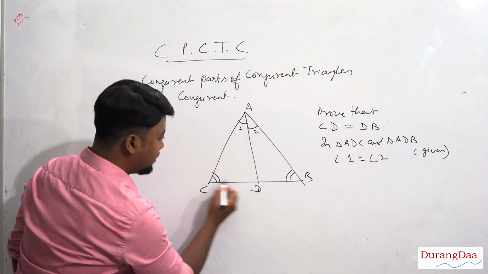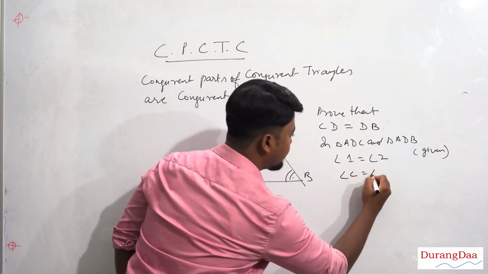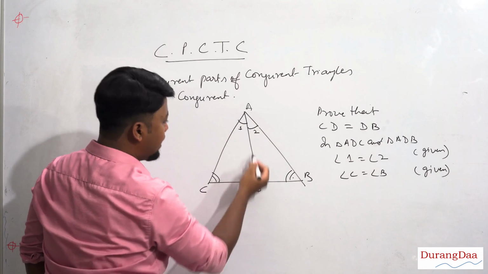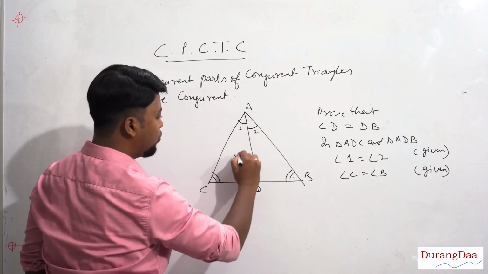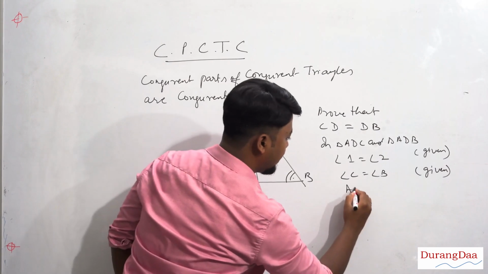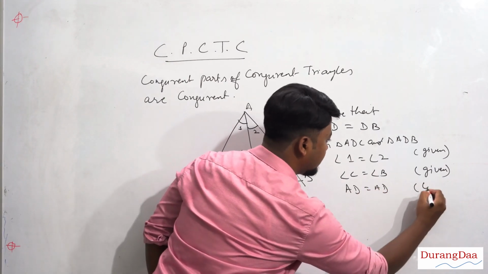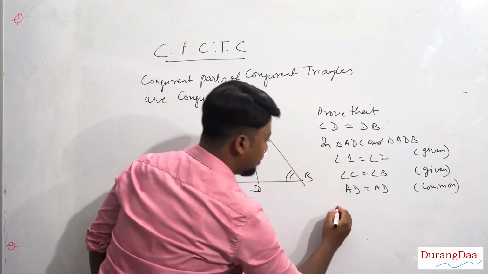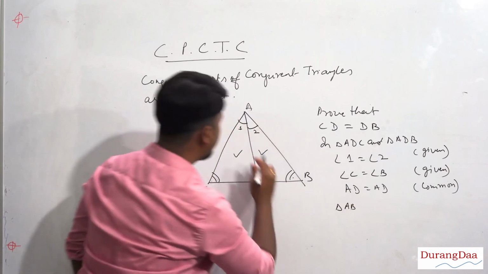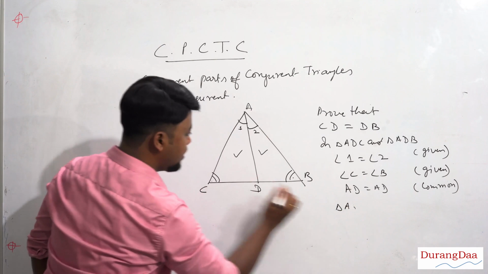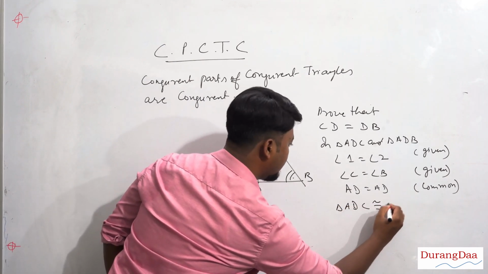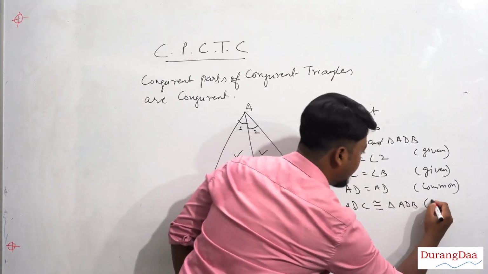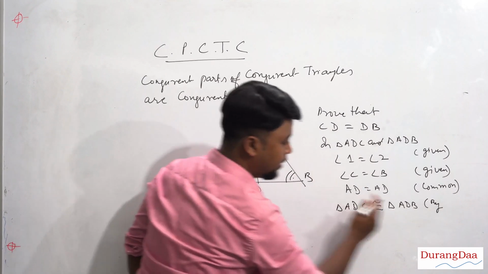Second one, angle C equals angle B. This is also given. And last one, the line AD is common to both the triangles. So I will write here AD equals AD. The reason is the line is common to both the triangles. Now this is sufficient to prove triangle ADC congruent to triangle ADB by, clearly, angle side.